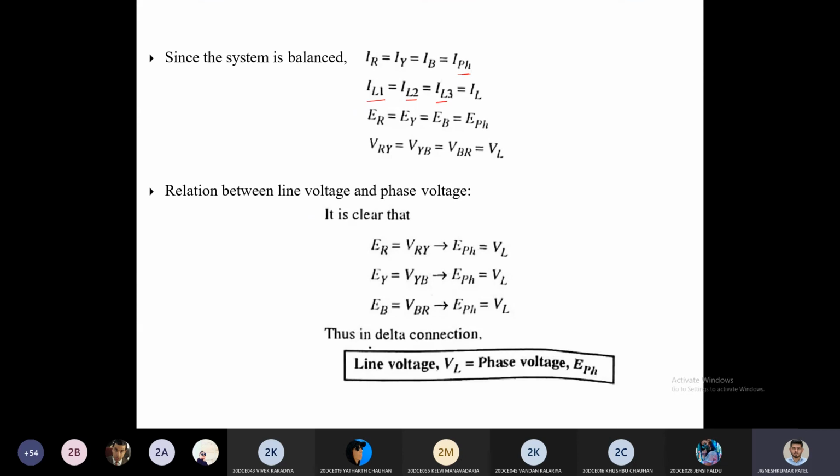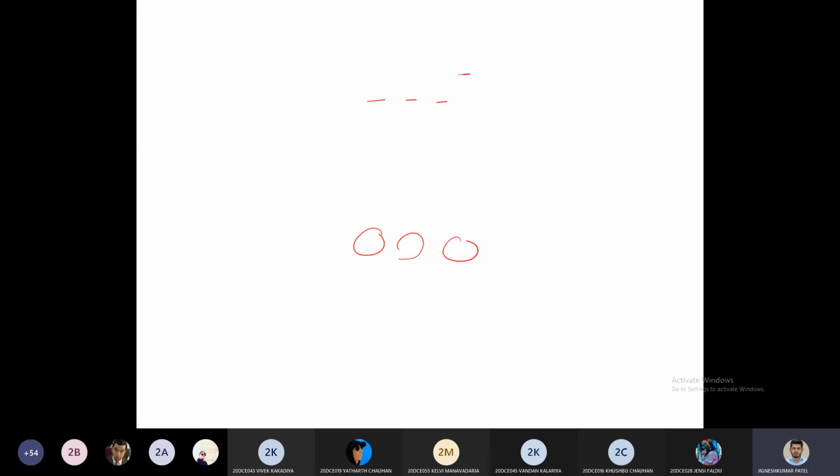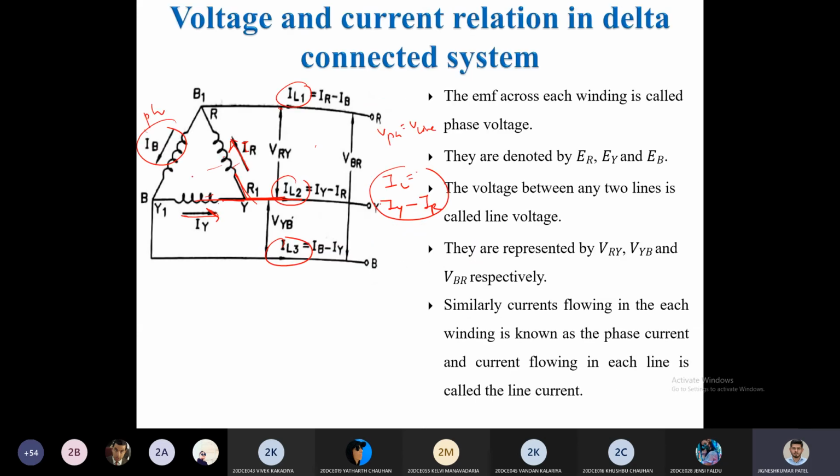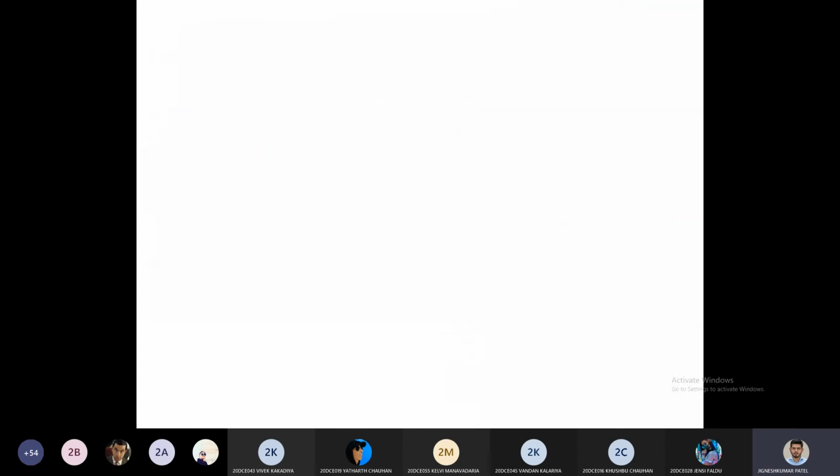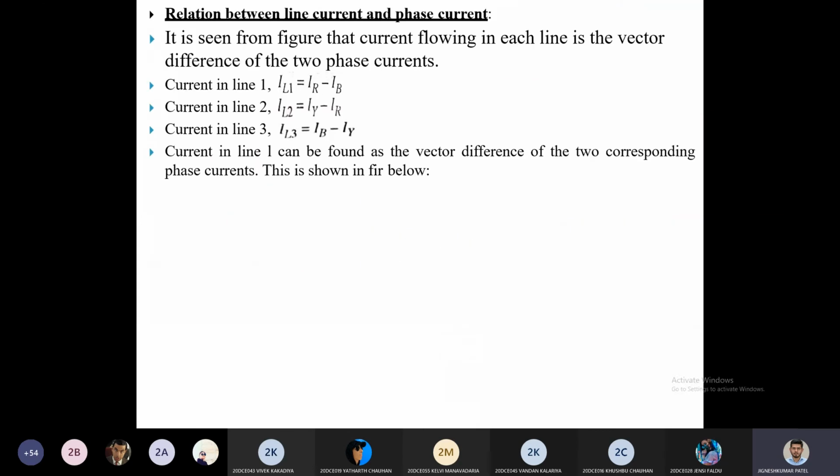So the relation between voltages is very easy. You can say ER is equal to VRY is equal to E phase. So line voltage and phase voltage are the same throughout this delta system. As in star your current was the same for line and phase, in the same way here voltages would be the same, and the current would be different. So now we already know the relationship between current in line and phase.